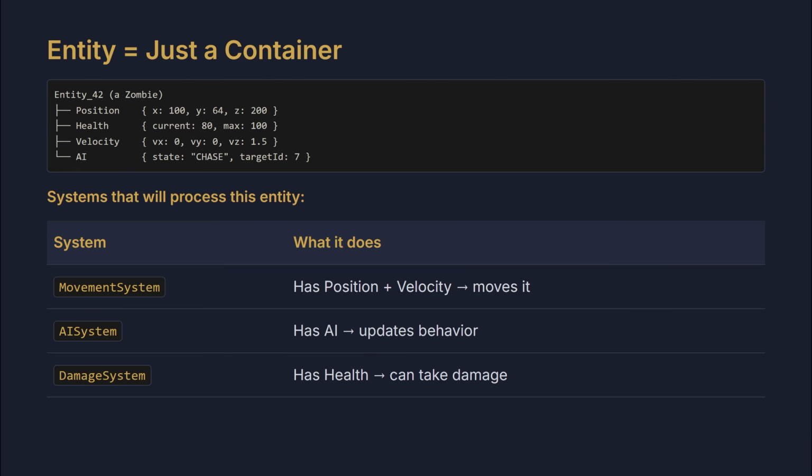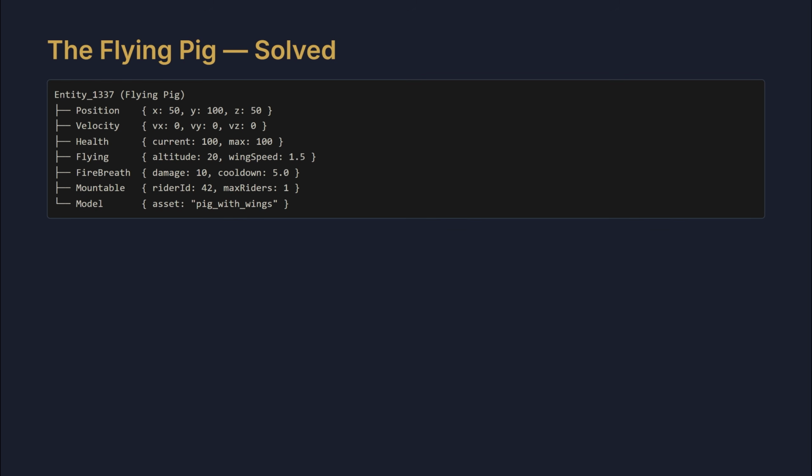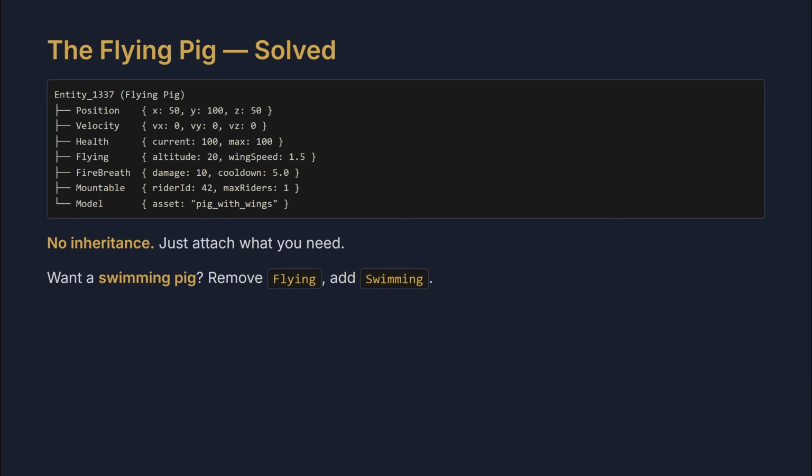So our flying pig problem is solved if we just break it down into separate components: position, velocity, health, flying, and then, for example, our fire breath, our mountable, and our model to display our pig with wings. We don't have inheritance, we just attach what we need. If we want a swimming pig, we remove flying and add swimming. If we want a fire-breathing player, we add fire breath to any entity.